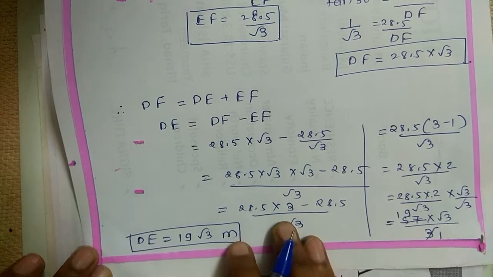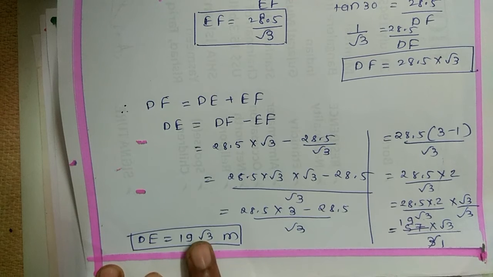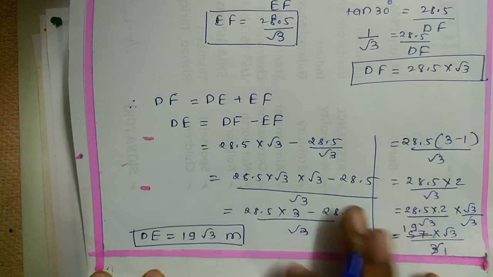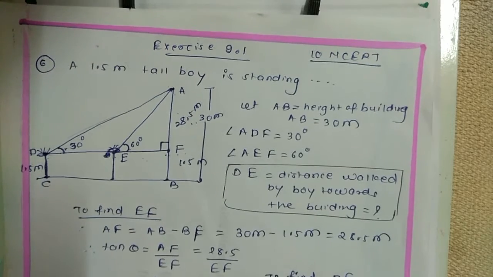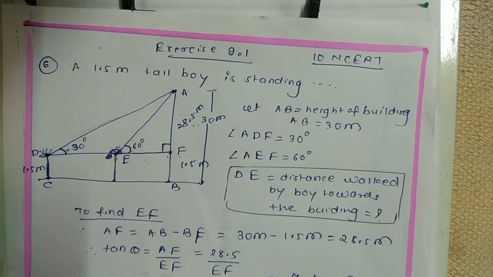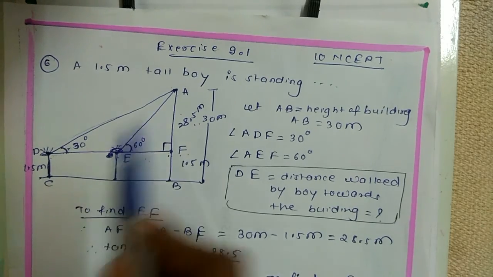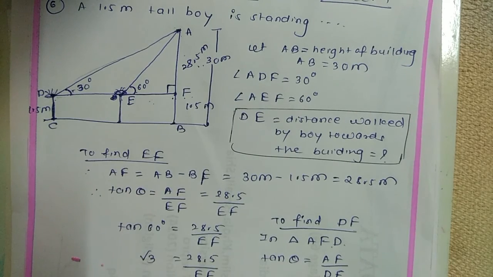If you want to find out the actual value of 19 into root 3, you can find the root of 3 by the division method. We will get 1.732, and you can multiply that with 19. That will give exactly the value of 19 into root 3. I hope you understood the method. So first of all, in the application questions of trigonometry, you should be able to draw the figure for the given question. If you are able to draw the figure, then 50% of the work will be done. The rest you can do by calculation.